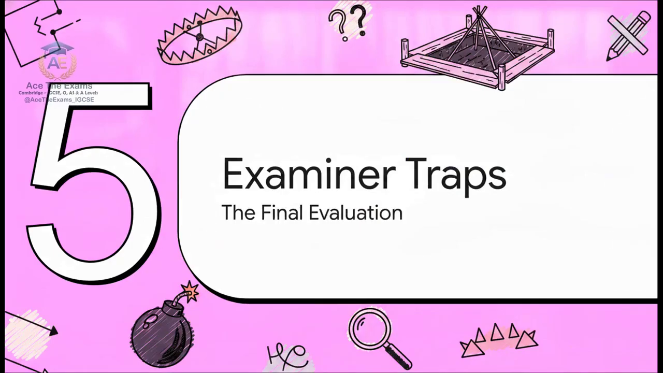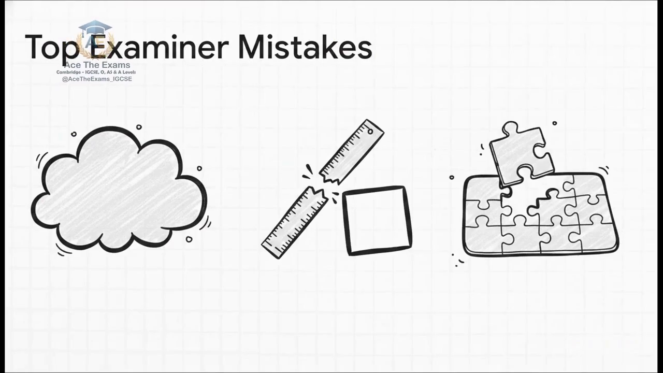Now we reach Section 5, Avoiding Examiner Traps, the final evaluation. Listen up, because this is arguably the most crucial part of our dig today. We've gone directly into the principal examiner reports, the actual official documents written by the people marking your papers to find the hidden booby traps that catch thousands of students off guard every single year.